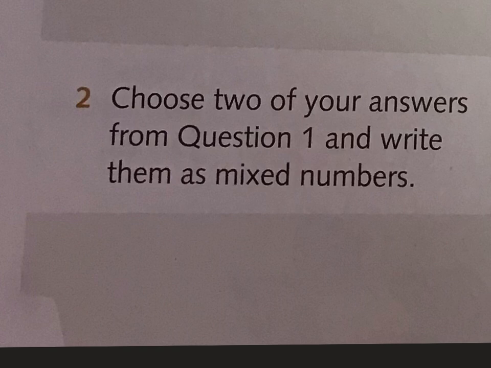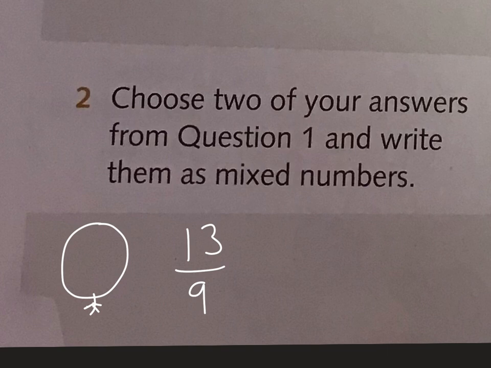Challenge 2, question 2. Choose 2 of your answers from question 1 and write them as mixed numbers. Now you can only do this with improper fractions. That's where the top is heavier than the bottom. Top's bigger than the bottom. So again, if you remember our man with the big head and the small body, doesn't look right. That's the way our fraction looks. So if you have something like 13/9, for example, we have 9/9, which is 1 whole, and 4 left over. So 1 and 4/9. So your improper fraction becomes a mixed number. It's a mixture of whole numbers and fractions. And you'll only be able to do that with improper fractions.